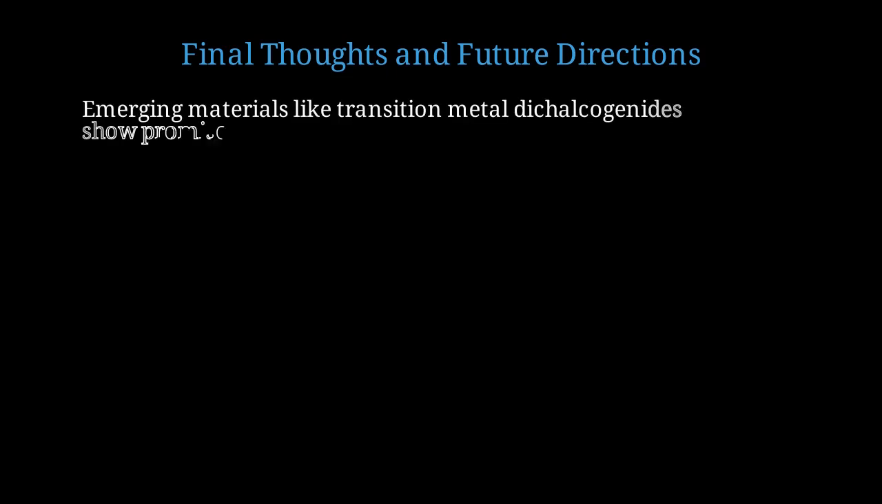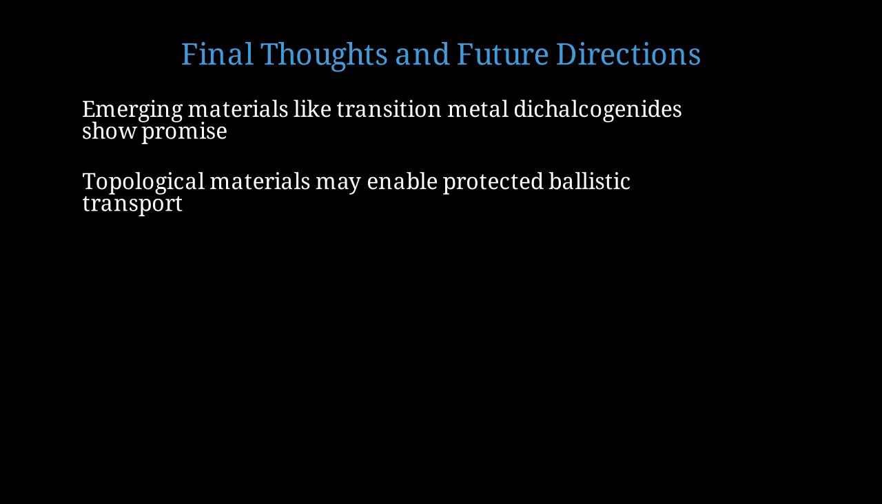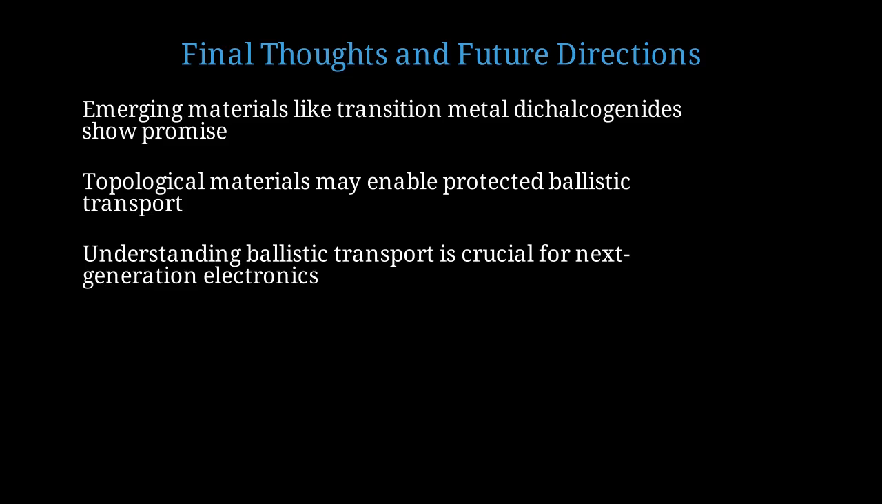Emerging two-dimensional materials like transition metal dichalcogenides show great promise for ballistic transport due to their atomically thin nature and high crystal quality. Topological materials with protected edge states may enable ballistic transport that is robust against disorder and defects, opening new possibilities for quantum devices. Understanding ballistic and quasi-ballistic transport is absolutely crucial for designing next-generation electronics as transistors continue to shrink below 5 nanometers.